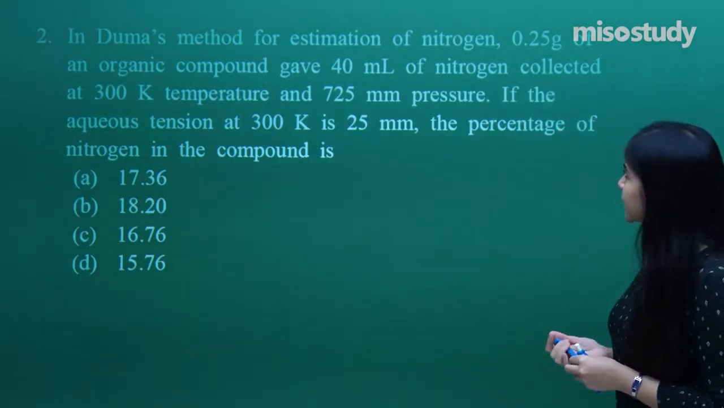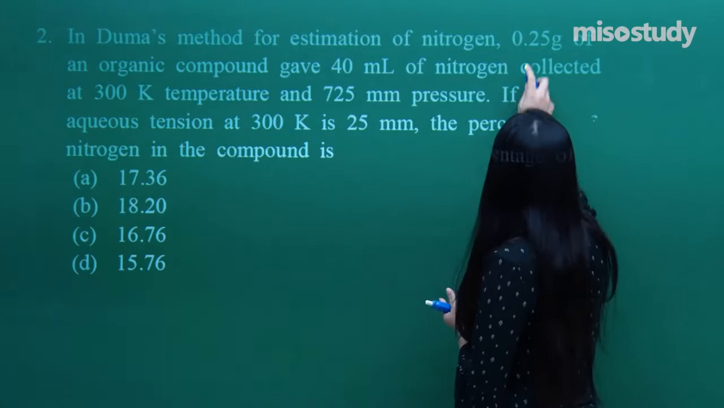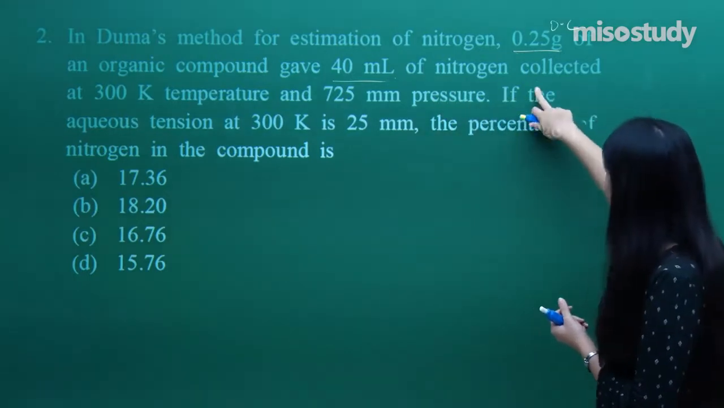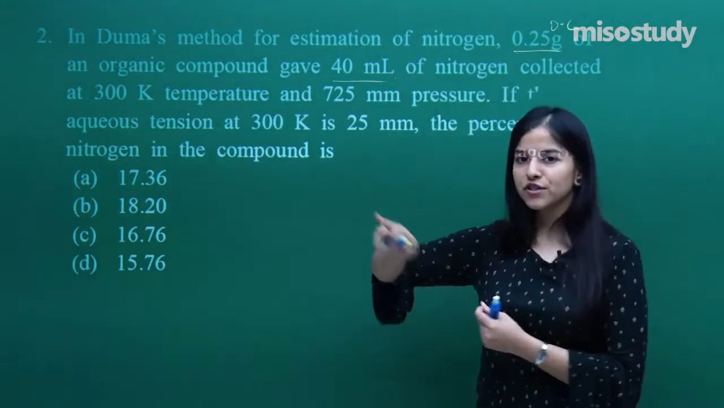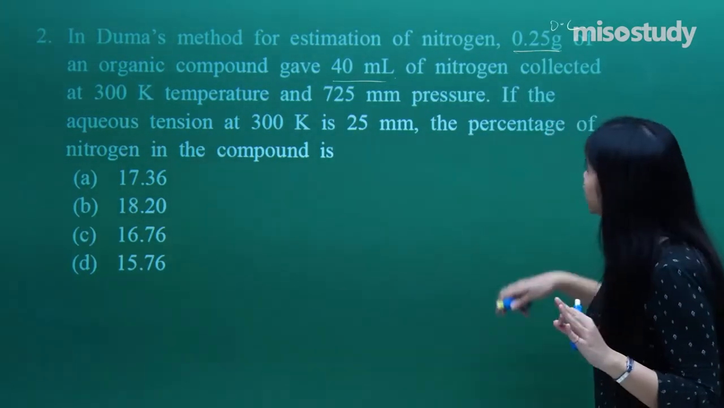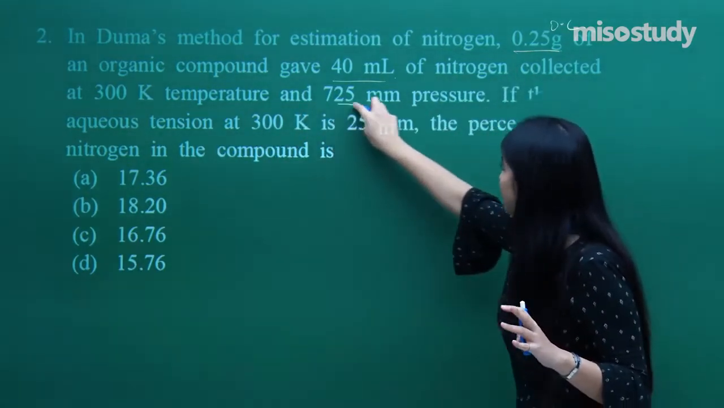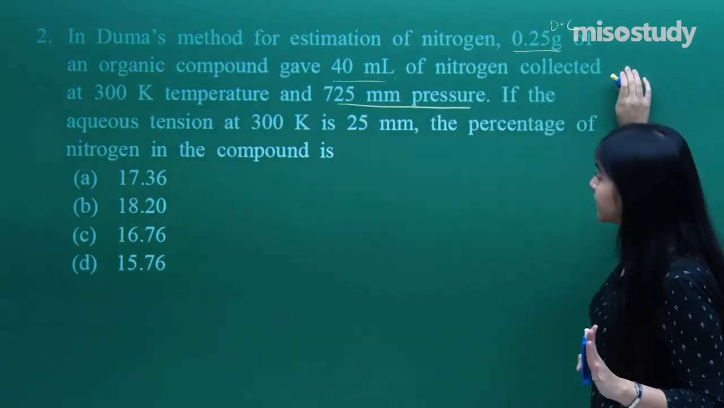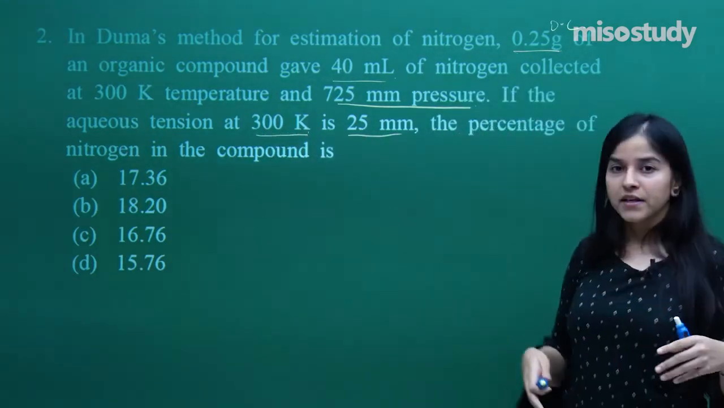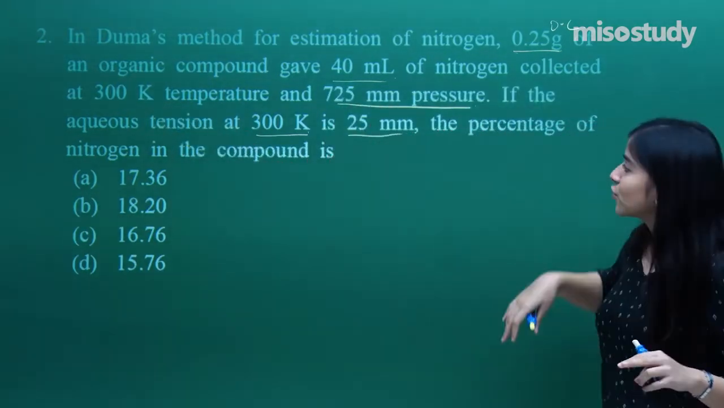So in Dumas method, for estimation of nitrogen, 0.25 grams of an organic compound gave 40 ml of nitrogen collected at 300 Kelvin temperature. So remember where the nitrogen was collected? It was the nitrometer, Schiff's nitrometer, right? Collected at 300 Kelvin temperature, 725 mm pressure, that is the total pressure which is given. They have been given the aqueous tension as well at the temperature, right? There has been the information about the temperature twice. The percentage of the nitrogen in the compound.